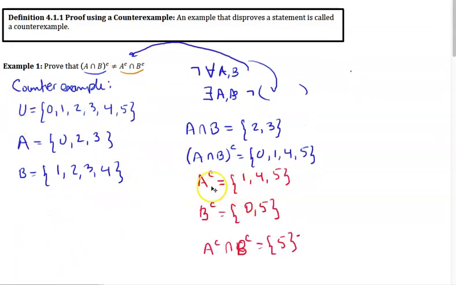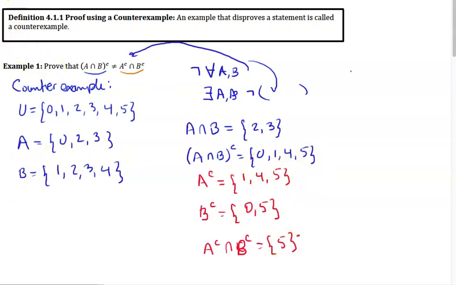Okay, so here in red, I found the complement of A. So what's in the universe that's not in A? 1, 4, 5. Complement of B. What's in the universe that's not in B? 0 and 5. And then we figure out the intersection between these, so they both have a 5 in common.